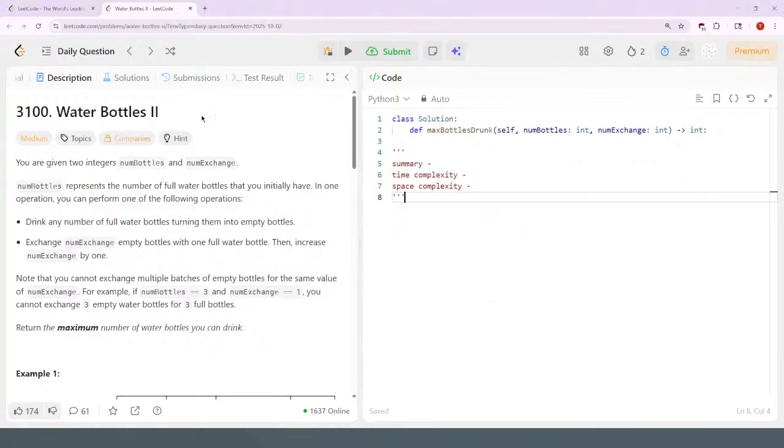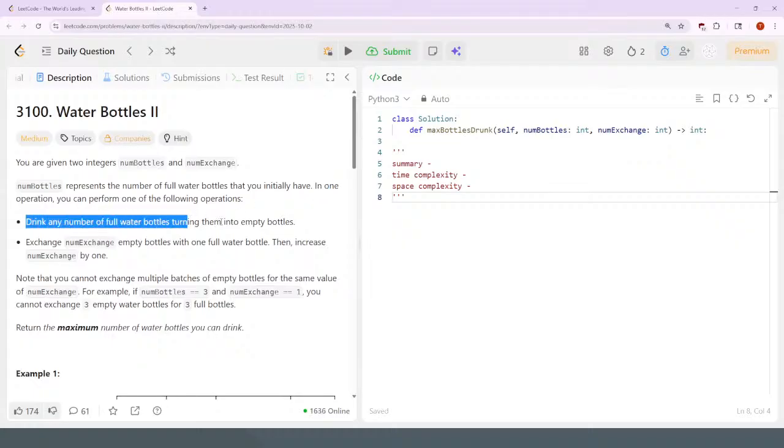Okay. Let's see. We got Water Bottles 2, medium. You're given 2 integers, numBottles and numExchange. numBottles represents the number of water bottles that you initially have, and in one operation you can perform one of the following operations. Interesting phrasing of it.